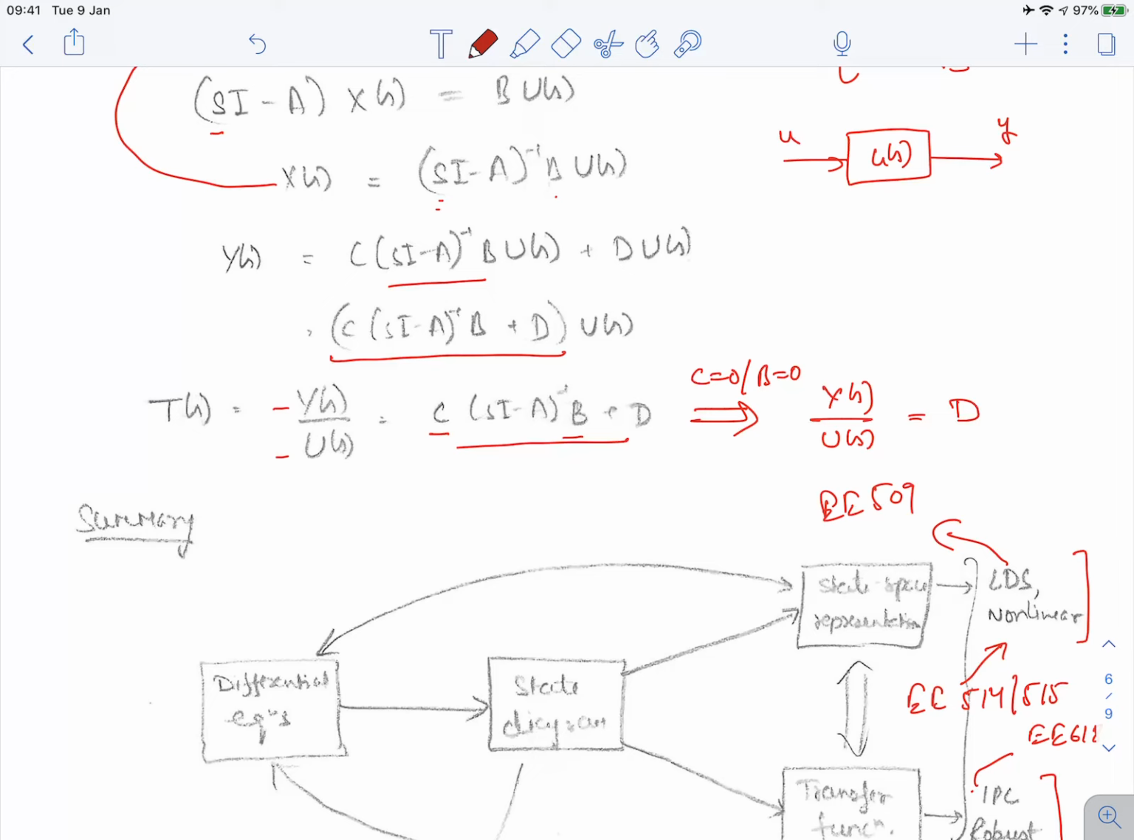So do you have any more queries regarding this state space representation? Because from the next week we will briefly discuss linearization, and we'll start with the time domain analysis for both types of representations, for the transfer functions and also for the state space representations.